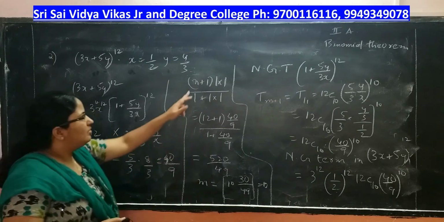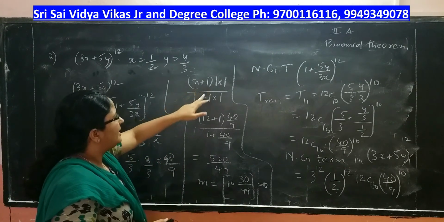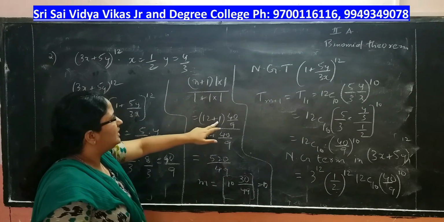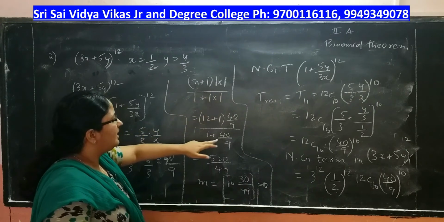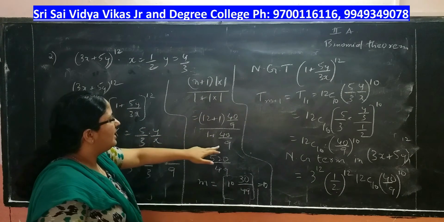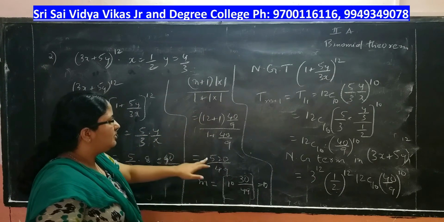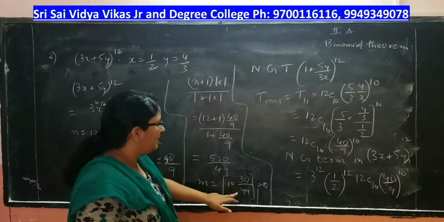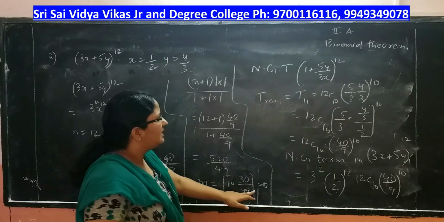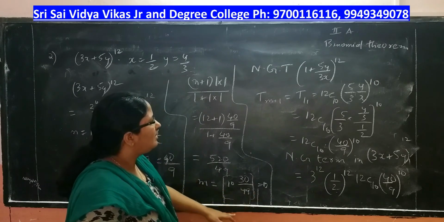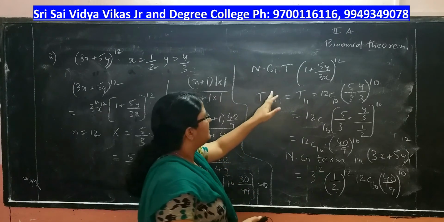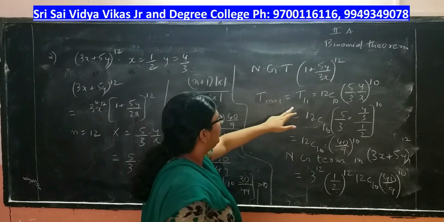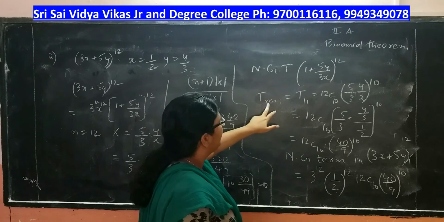Now we have to find (n + 1)|x|/(1 + |x|). N value is 12. 12 + 1 into |x|, which is 40/9, over 1 + 40/9. If you calculate this, you get 520/49. On dividing this, you get 10 30/49. The integral part is 10 here. So the numerically greatest term is the 11th term, T11, because m value is 10.